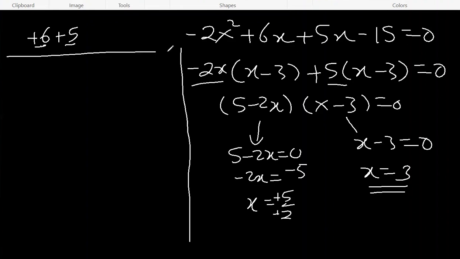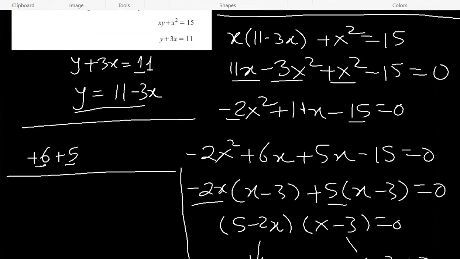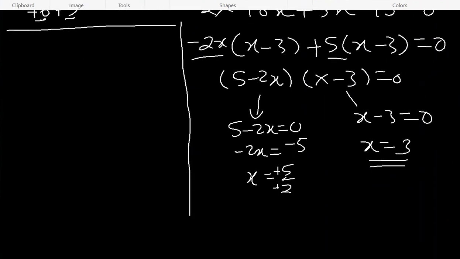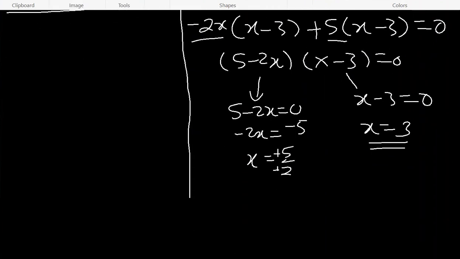So we have to get the counterparts now, means y. And let's use the one we did for y. This was the isolation, y equal to 11 minus 3x. This is what we will use to get y in both cases. So y equal to 11 minus 3x. So let's do this one first.